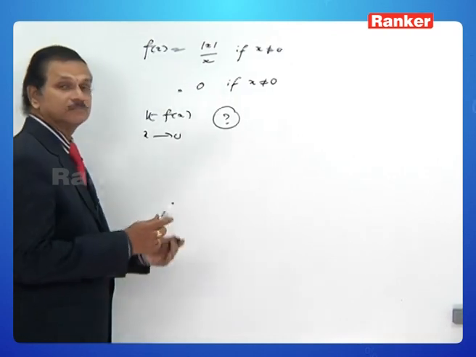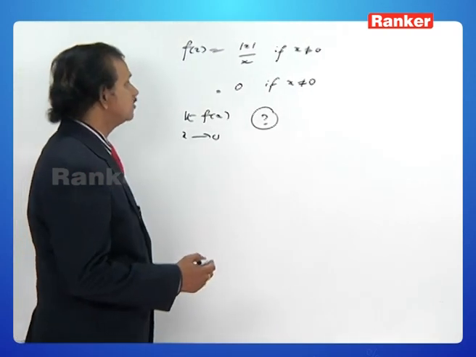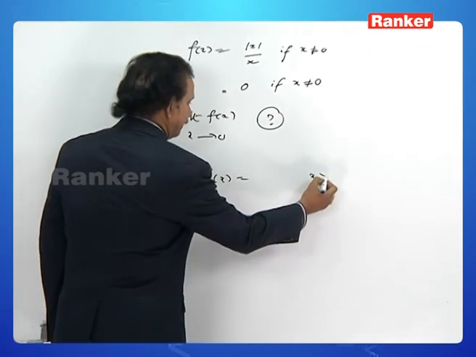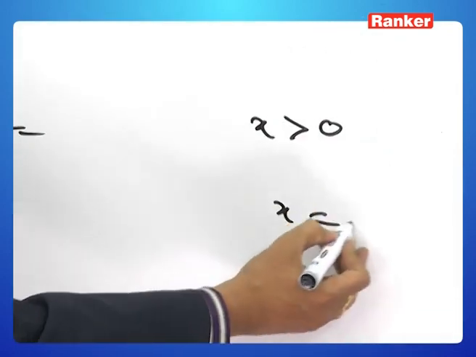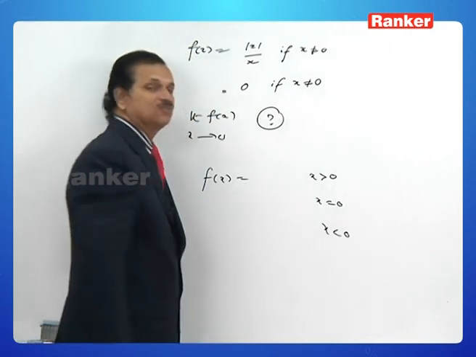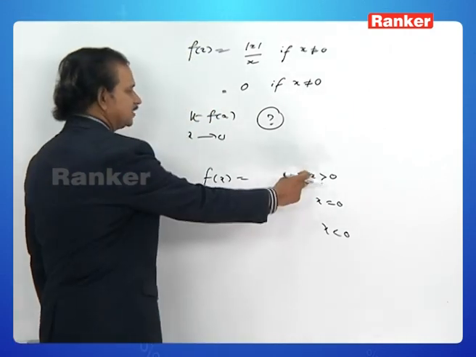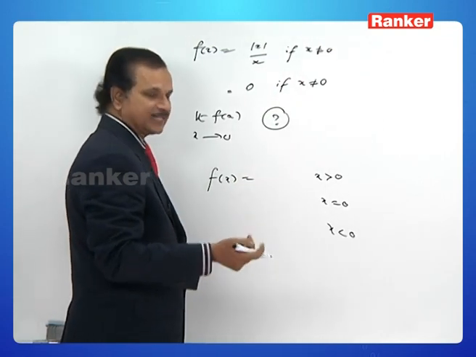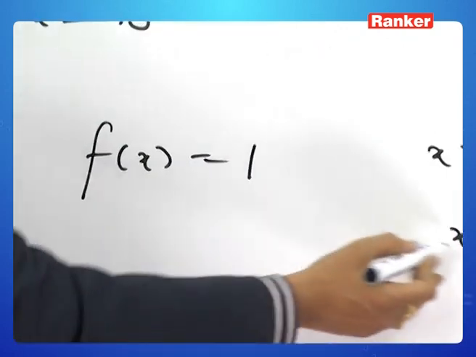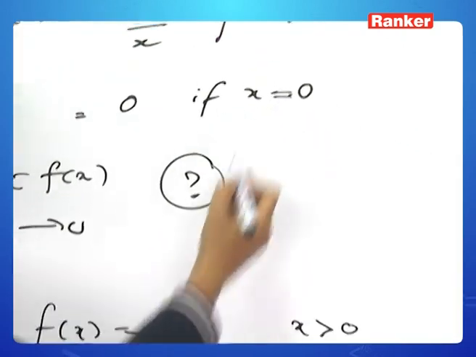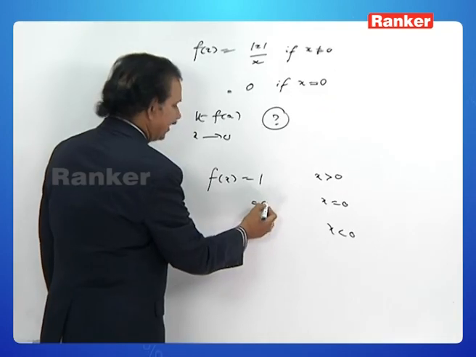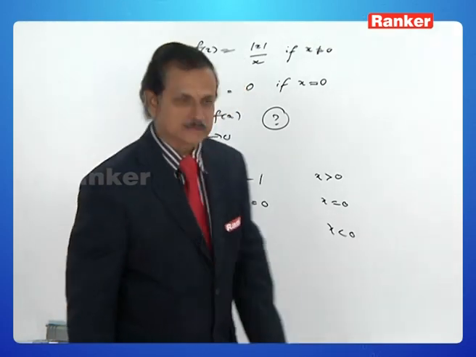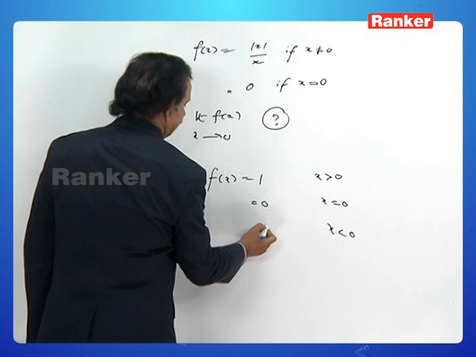Let us first understand the nature of the function f of x. f of x is equal to what happens when x is greater than 0, what happens when x is equal to 0, what happens when x is less than 0. Now you tell me, if x is greater than 0, everybody knows that mod x is x, that is, x greater than 0 implies mod x is x. Therefore x by x is 1. If x is 0, it is given that it is 0. And if x is less than 0, what is mod x? Minus x. So it is minus x by x, which is minus 1.